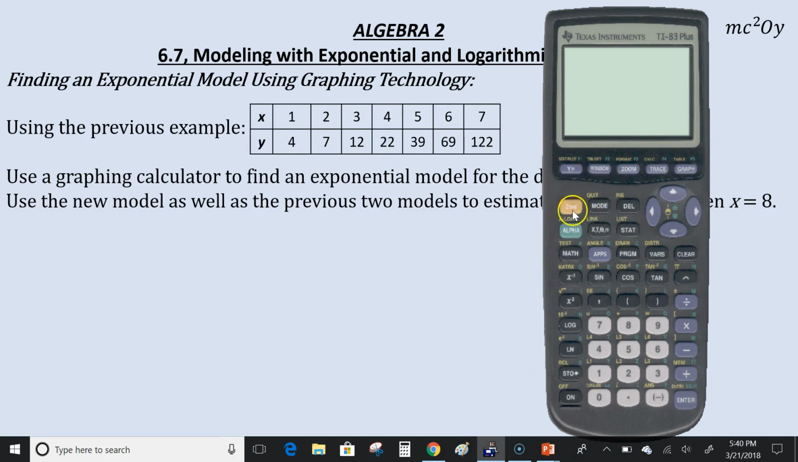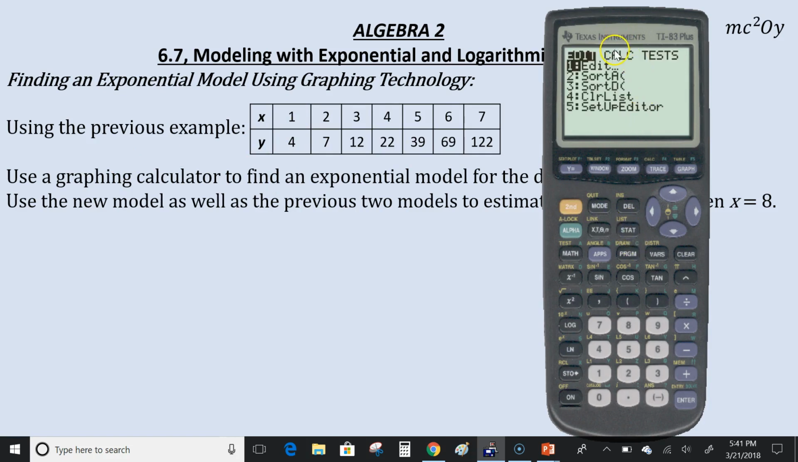Okay, so first thing I'm going to do is on my calculator, TI-84 works the same. I'm going to enter this into statistics. Okay, so I'm going to click on stats and click on option 1, edit, and I'm just going to enter these points. So in list 1, I'm going to put 1, 2, 3, 4, 5, 6, and 7. Okay, list 2, I'm going to enter 4, 7, 12, 22, 39, 69, and 122. Okay, and then I'm going to hit second mode, which is quit.